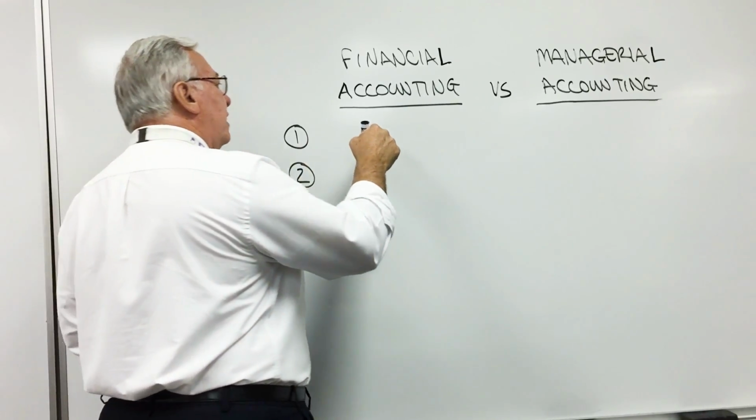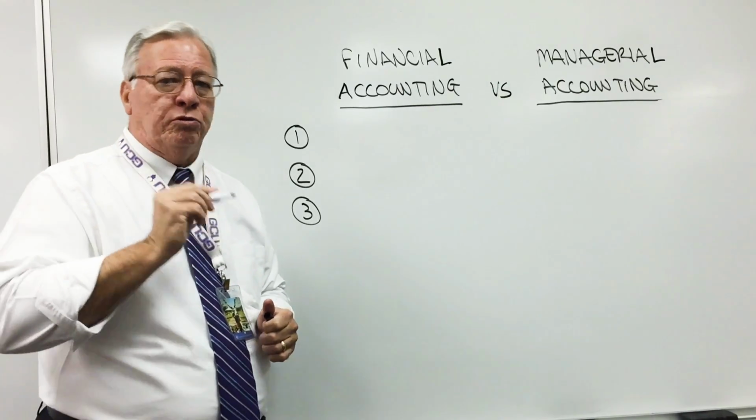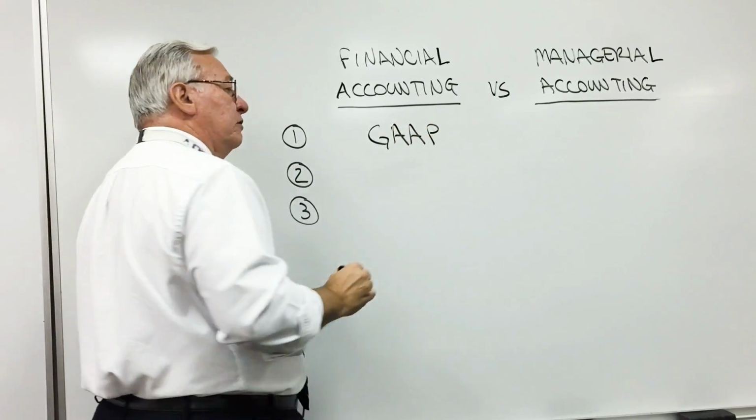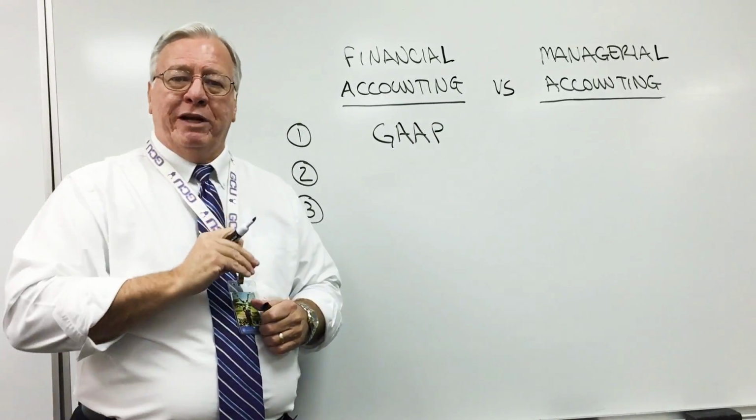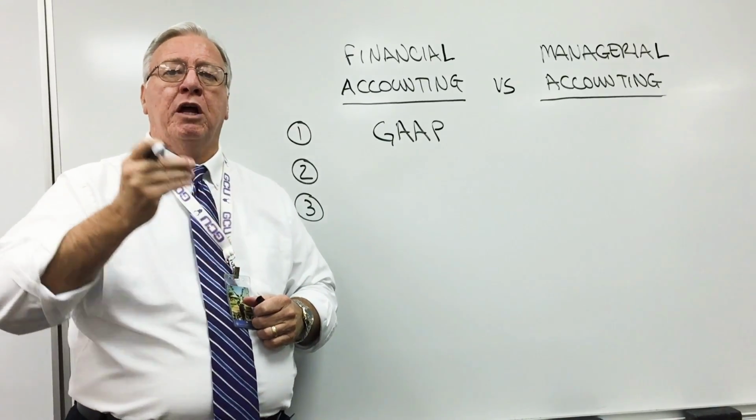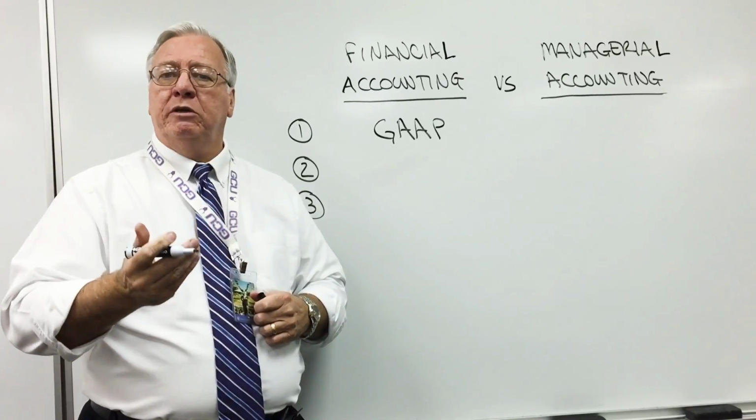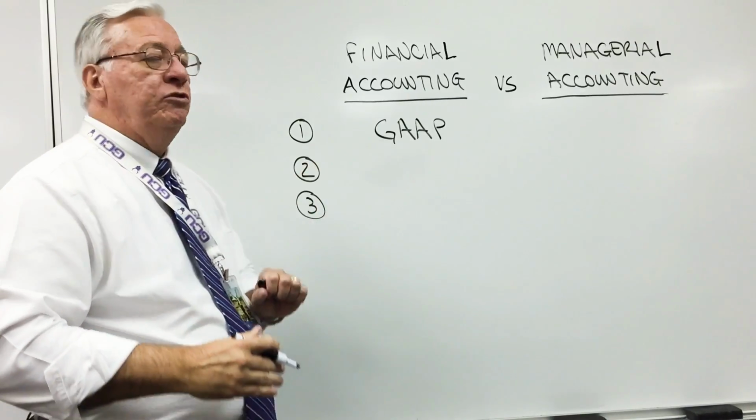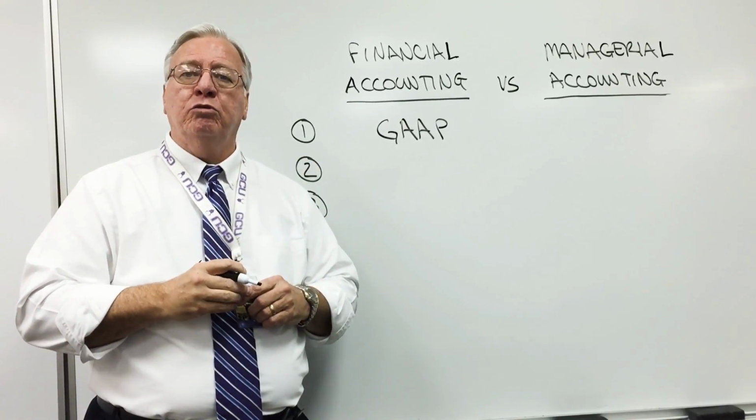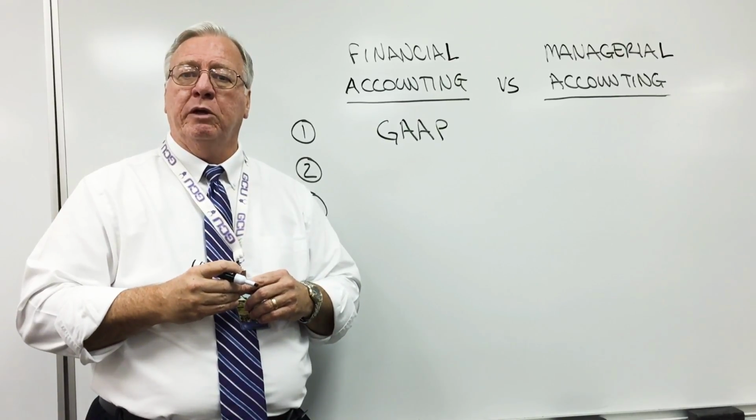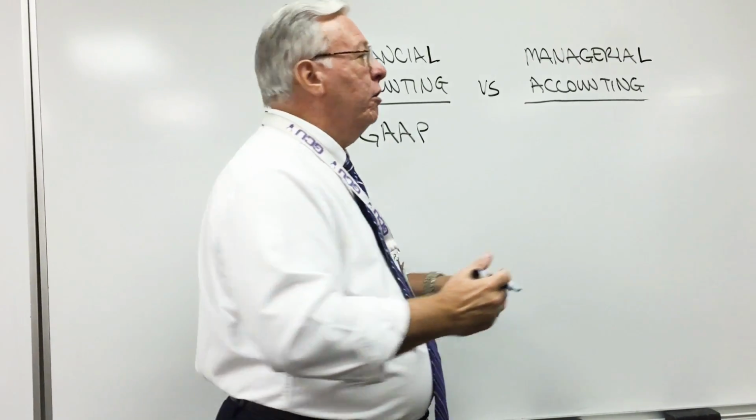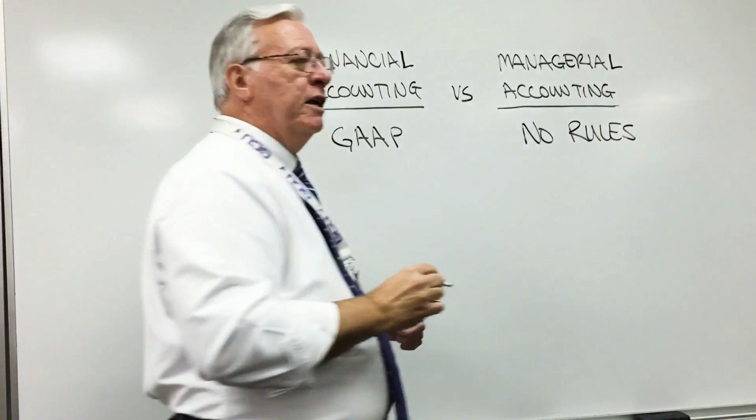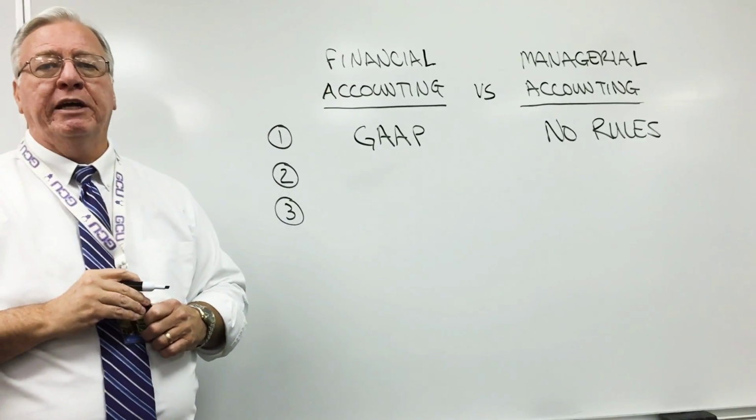The first one is that in financial accounting, there are rules that must be followed. Those rules are called generally accepted accounting principles, or GAAP. The revenue recognition principle, the matching principle, the expense recognition principle, and so on down the line. They give us the guidance we need to help prepare the financial statements that a company will publish and use for analysis and decision-making in what they're doing. But in managerial accounting, there are no rules. Basically, it can be done any way that you like to do it.